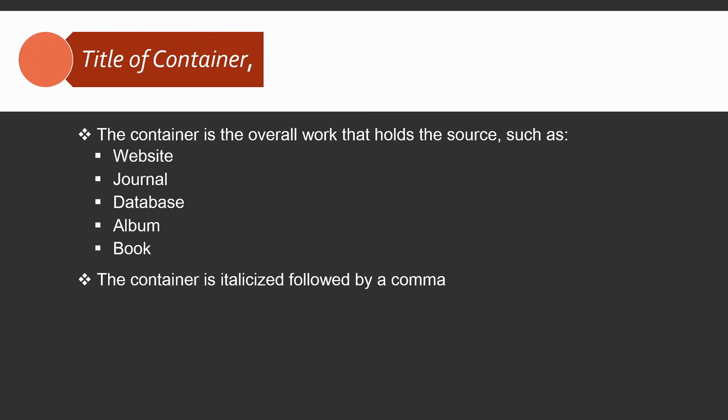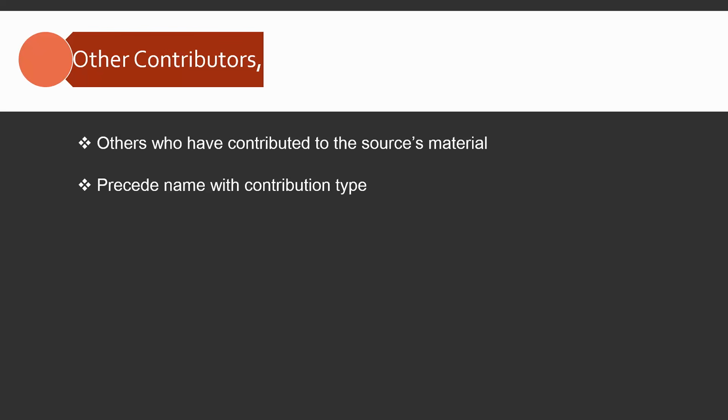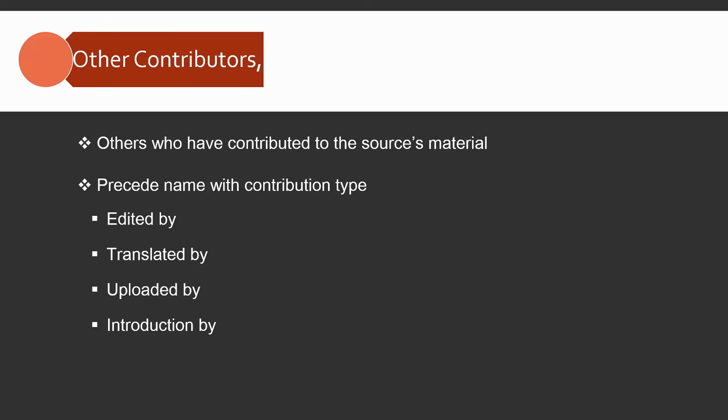Containers are always italicized and will be followed by a comma. Also, it is important to note that a source may have more than one container, and this will be discussed later in this presentation. After the container, list the names of those who contributed to the source's material. Precede the contributor's name by stating the contribution and follow the contributor's name with a comma. Common contributors include editors, translators, the person who uploaded content onto the internet, the author of a book's introduction, or the author of a book's foreword.